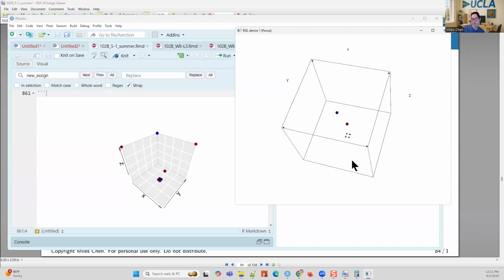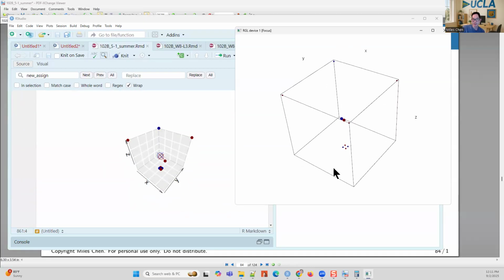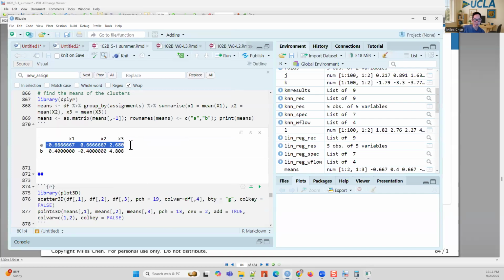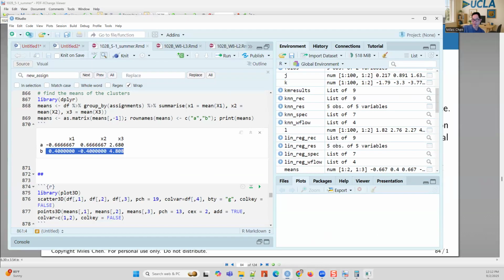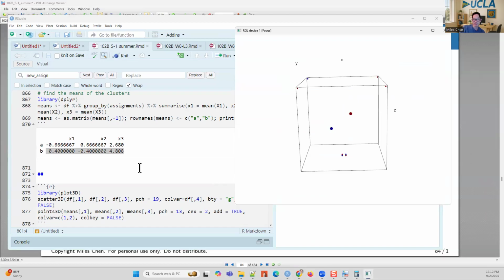And so, the diagram looks something like this. It's kind of hard to see when it's flattened down, but when you plot all of this, it looks like this. So anyway, the mean of the points in blue is at negative 0.67, positive 0.67, and 2.68. And the mean of the points in red is at 0.4, negative 0.4, and 4.88, or 4.8.